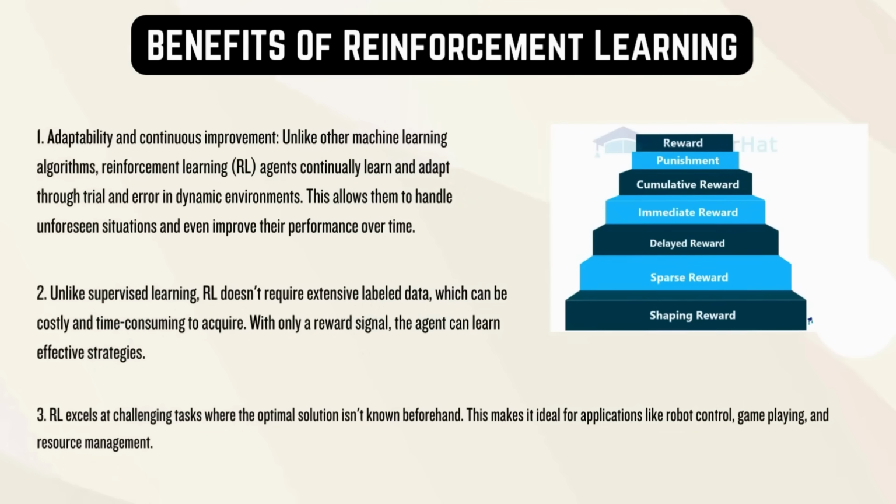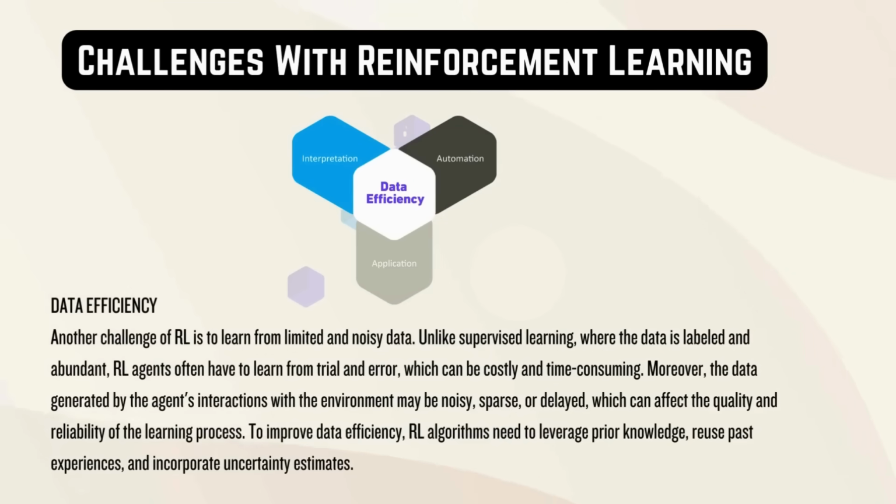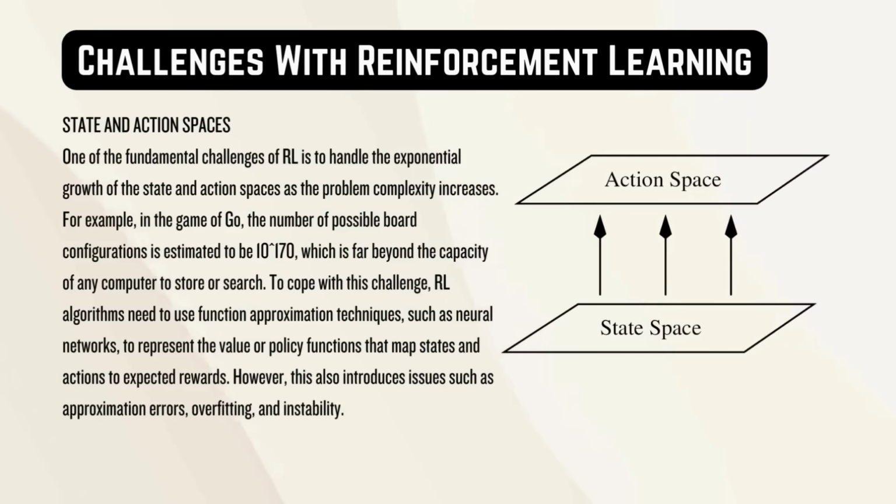Number 4, can be efficiently scaled to handle large and complex problems through parallelization. Number 5, can learn generalizable skills for abstraction and transfer learning. Number 6, reinforcement learning agents can learn to optimize their actions with limited resources. Number 7, some RL methods allow for interpreting the decision-making process of the agent, providing valuable insights into the learned policies and strategies. The usual challenges with reinforcement learning algorithms that we face would be data efficiency, state and action spaces, exploration and exploitation, safety and ethics, explainability and interpretability, scalability and robustness, generalization and transfer learning.